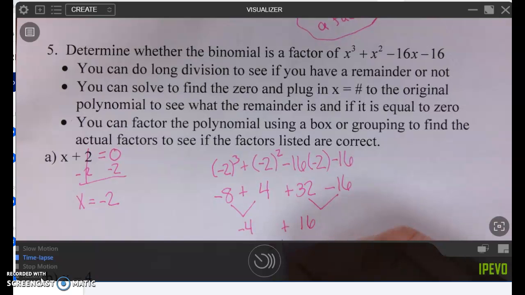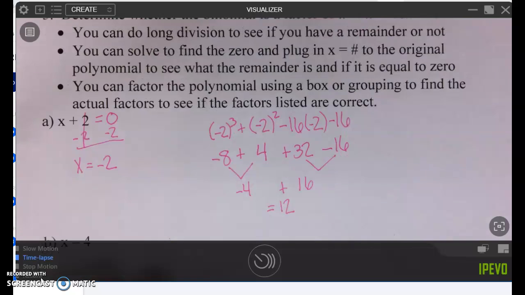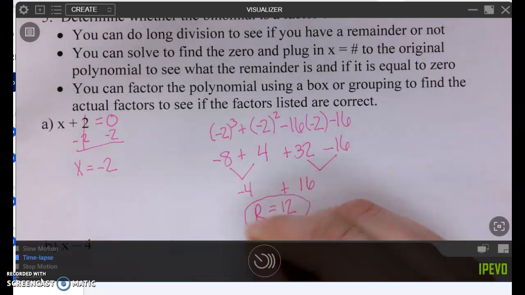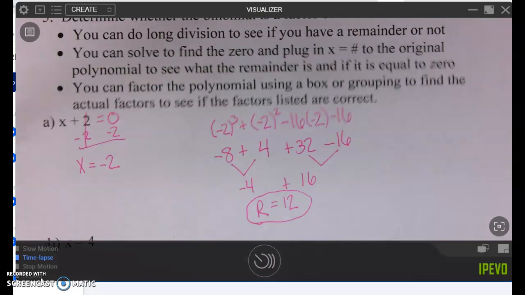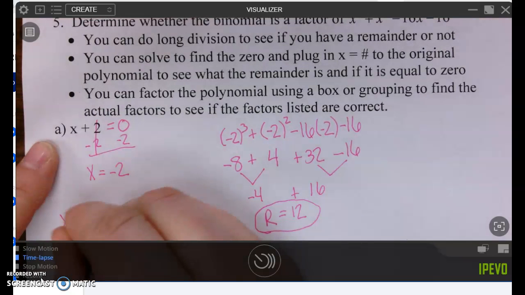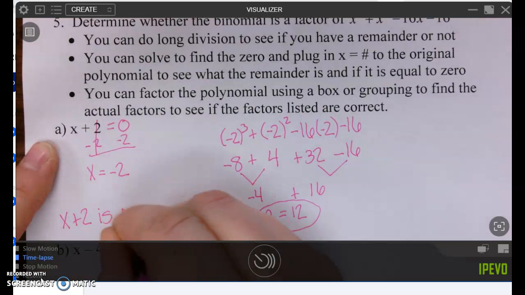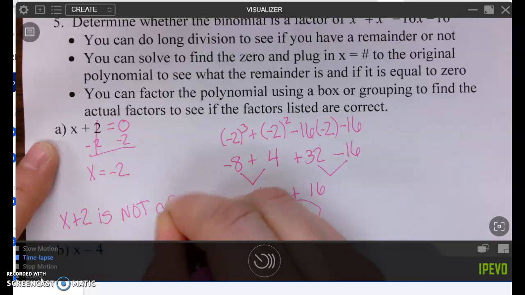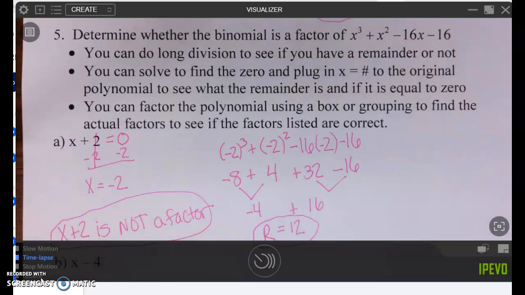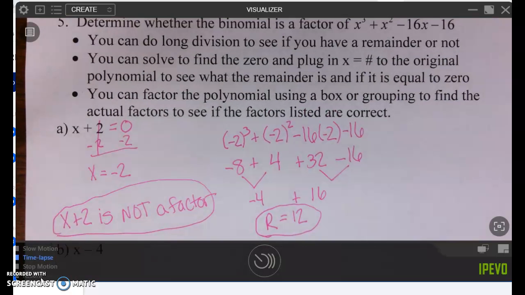This gives me 12. Alright, so what the remainder theorem tells you is that this is going to be your remainder. So if we did long division, we would get remainder 12. So that tells me that x plus 2 is not a factor, because if we were to do the long division, we would get a remainder of 12. Alright, so that is the remainder theorem.